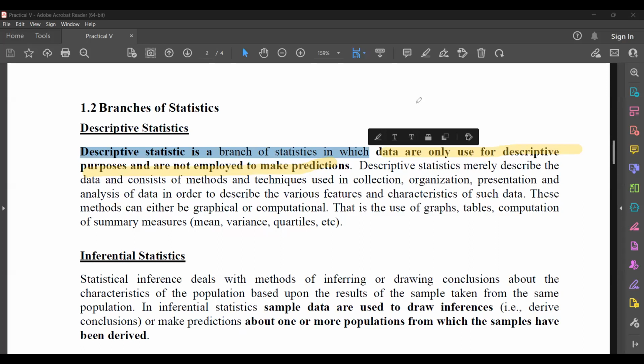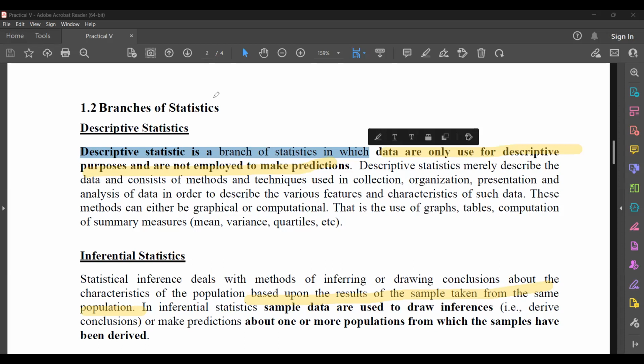And then inferential statistics. So what is this inferential statistics? It deals with the methods of inferring or drawing conclusions about the characteristics of the population based upon the results of the sample taken from the same population, right? And here, in inferential statistics, sample data are used to draw inferences to make predictions about one or more populations from which the samples have been derived. So the meaning of this statement is like this.